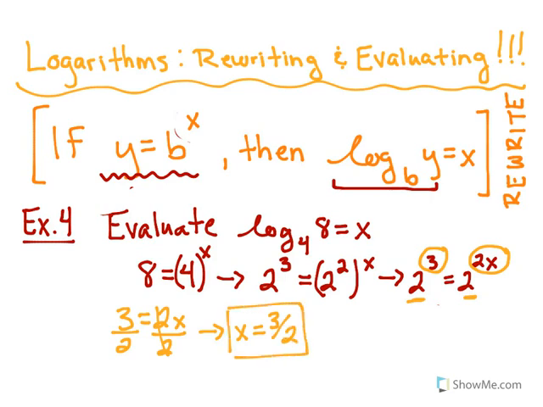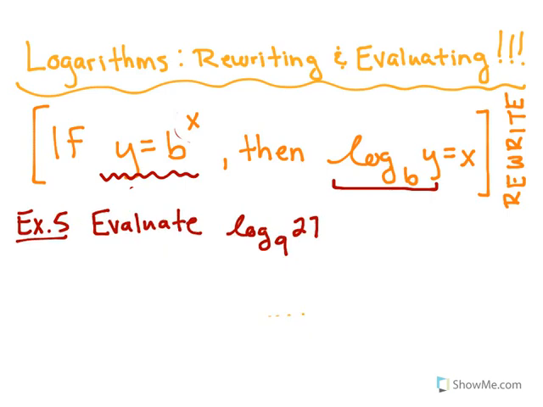Let's do one more like this. Okay, so here we go. We are going to evaluate the logarithm of base 9, 27. And once again, we are going to go in here and add in our equals x. So we're going to rewrite. So I need y equals, so that's going to be 27 equals b to the x. So my base is 9, and then I have x as my exponent.